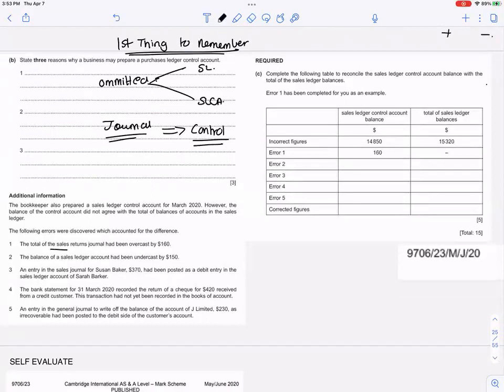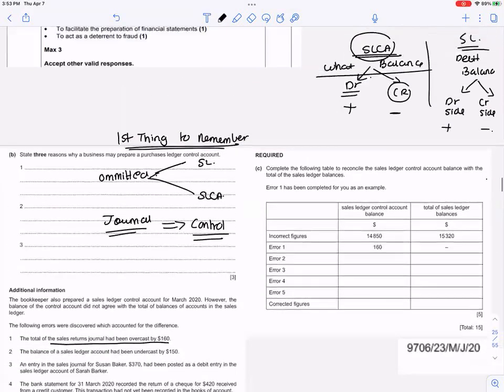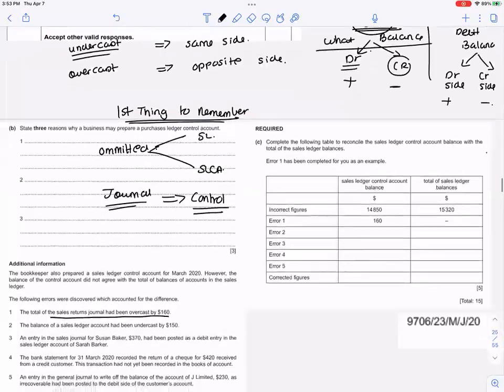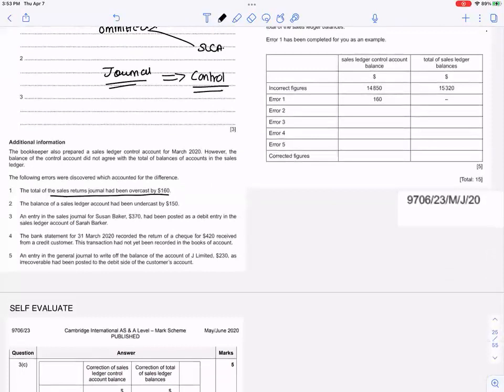The total of the sales return journal has been overcast. Third rule. Undercast: which side will you put it? Same side. Overcast: opposite side. Are you all with me? Okay, fine.